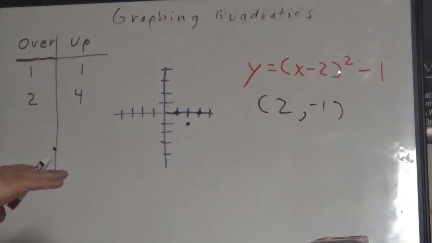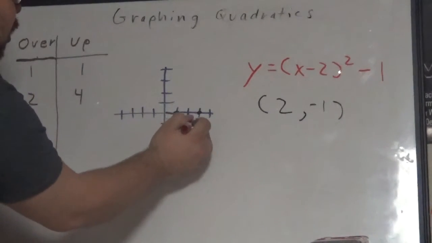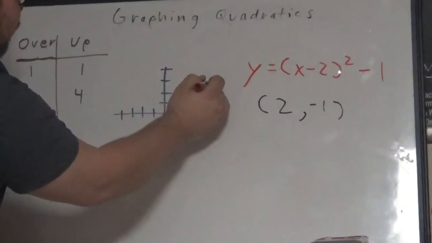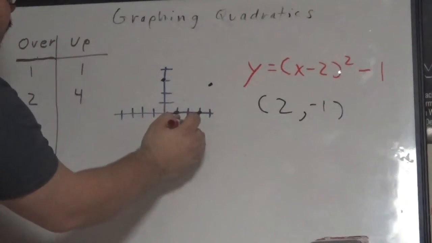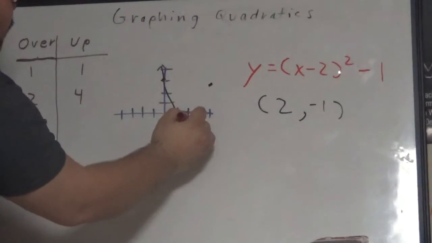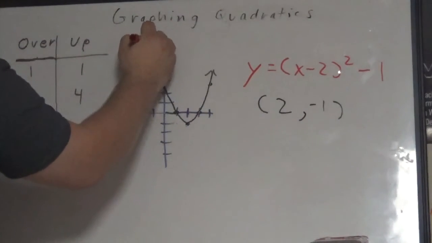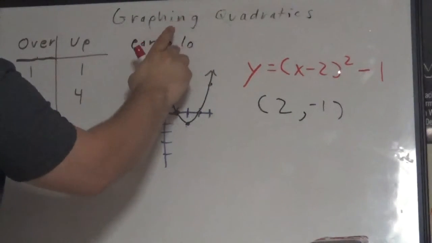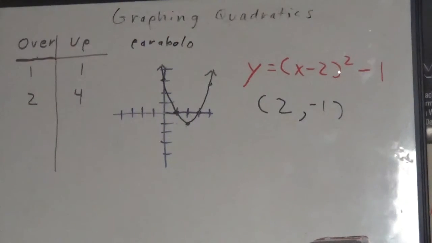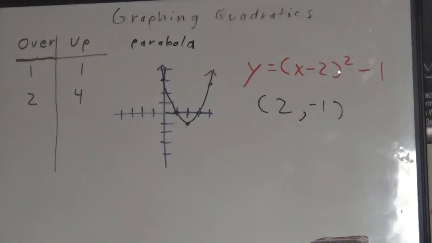Then, going back to the vertex, we're going to go over 2 and up 4. 1, 2, 3, 4. And on the other side, over 2, 1, 2, 3, 4. And then we're going to make our graph. And you notice that it makes this U shape, and this is called a parabola. So that's called a parabola.